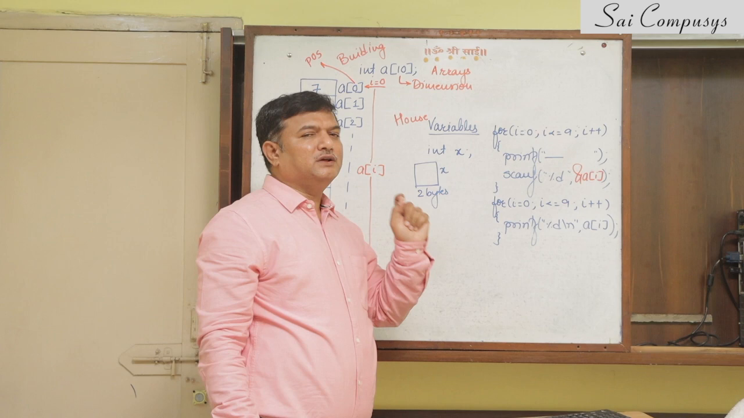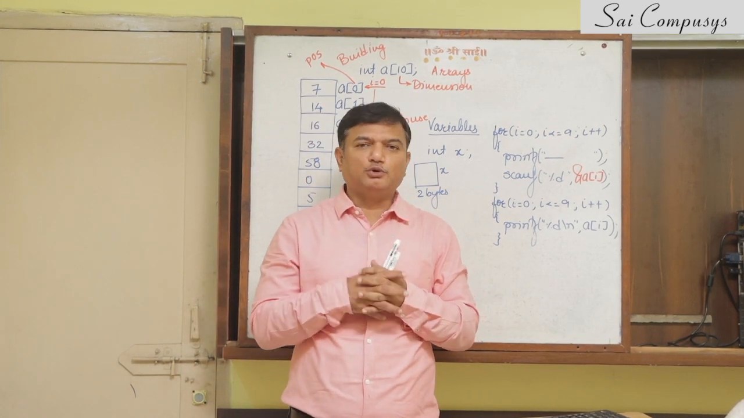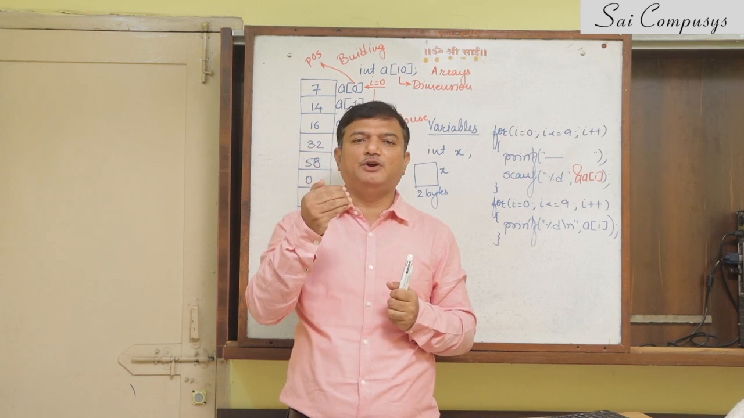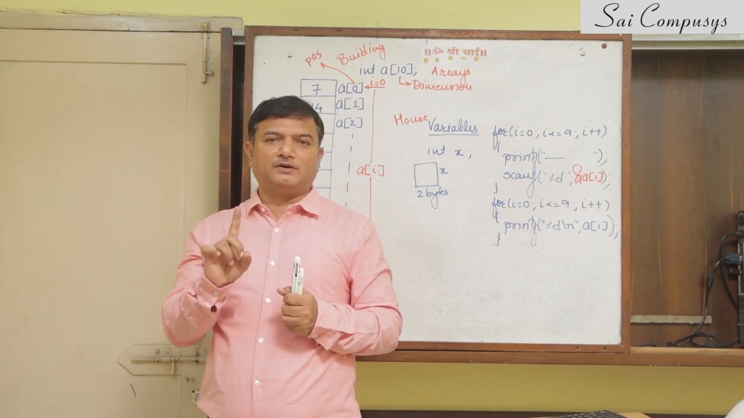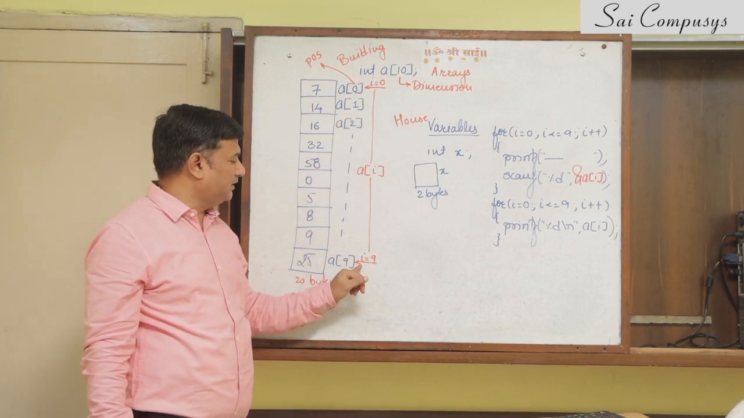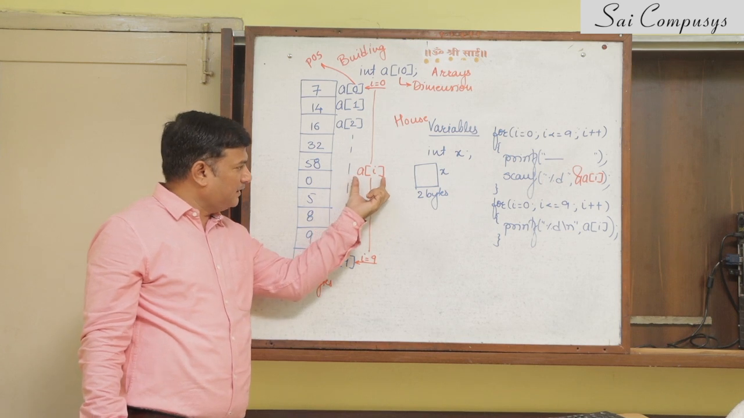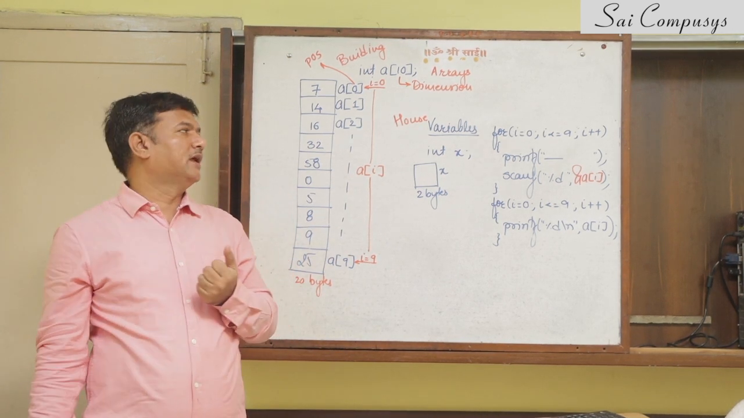So, what does processing an array means? I wish to process an array. Process an array means access each element of the array. And to access each element of the array, there is only one method. That is to use a loop starting from the 0th position till the last position, and inside the loop, access the element by writing A of I.